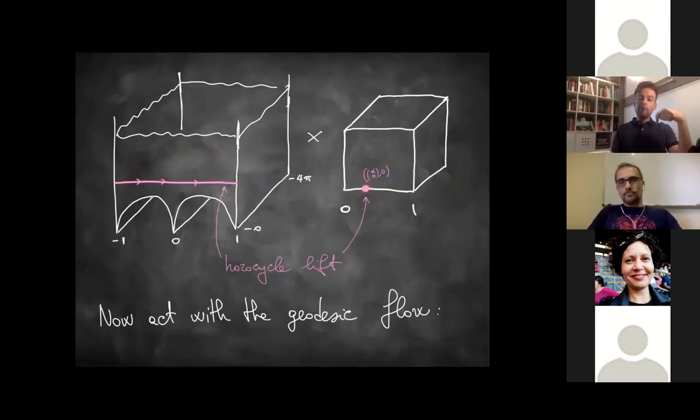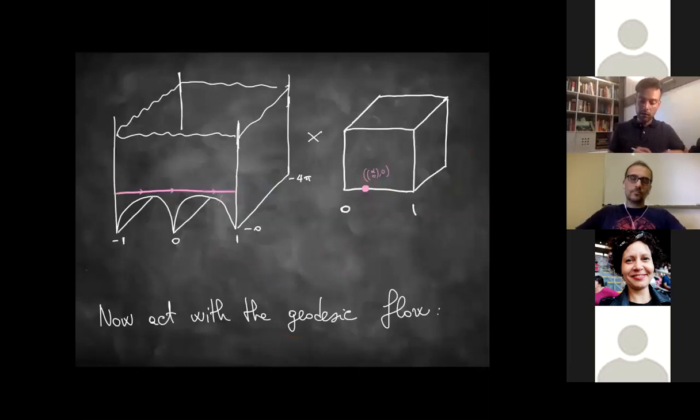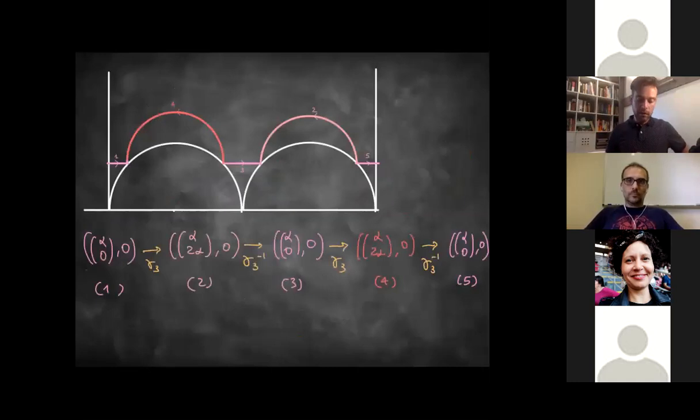Well, then I act with my geodesic flow. The action of my geodesic flow will lower this horocycle and make it lower and therefore longer because of the metric. So you see now the horocycle is lower. Nothing has happened yet because I have not exited the fundamental domain. The moment I exit the fundamental domain, this is a picture, this will happen.